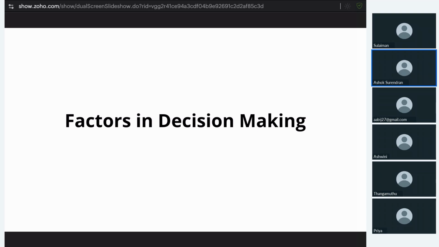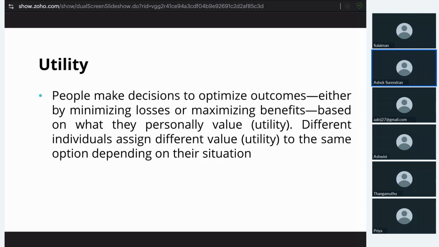First one is utility. People usually make decisions to optimize their outcome. That is, whatever options you are given and what your current need is. So if it matches you, you'll have a trade-off with the time, or you either minimize the loss or maximize the benefit. We pick any one of it. And it differs from person to person.